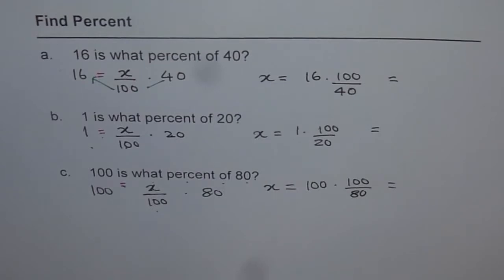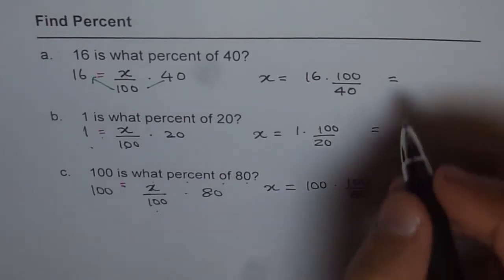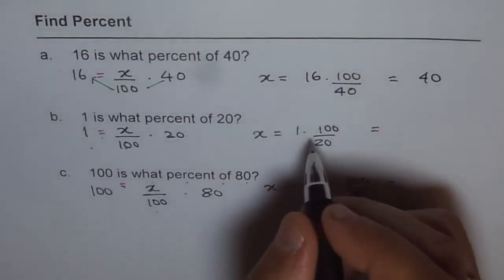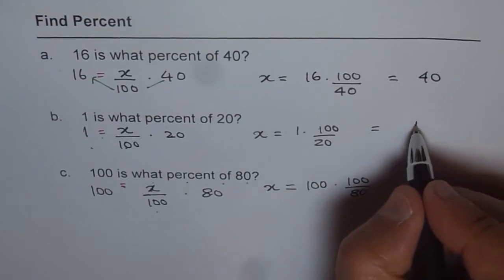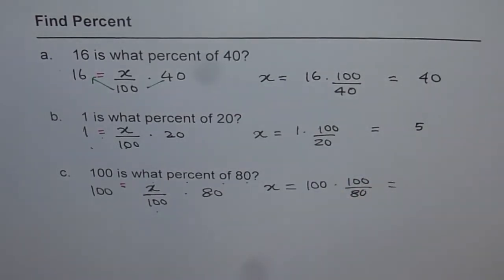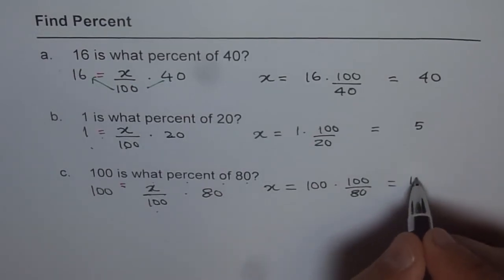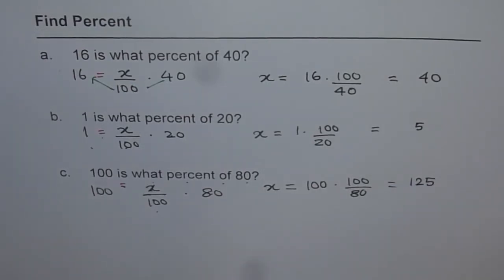Okay, I know some of them are very simple, but even then we can just use calculator and figure out our answer. So 16 times 100 divided by 40 gives us 40. So that is the answer. Here 100 divided by 20 is 5. And here 100 times 100 divided by 80 equals to 125. So we get 125 here, correct? So that is how such questions should be answered.